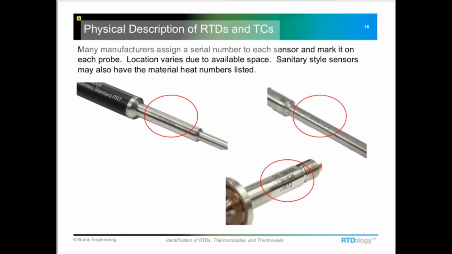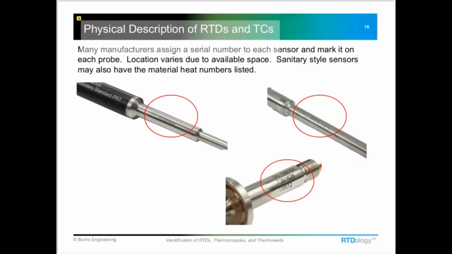A lot of the RTDs will have a serial number on it. Depending on how long it's been in service, it may be difficult to read. But most manufacturers will put a serial number on it. And with that, you can usually track back and find all the details about the probe and what it is, and they'd be able to help you further identify it.